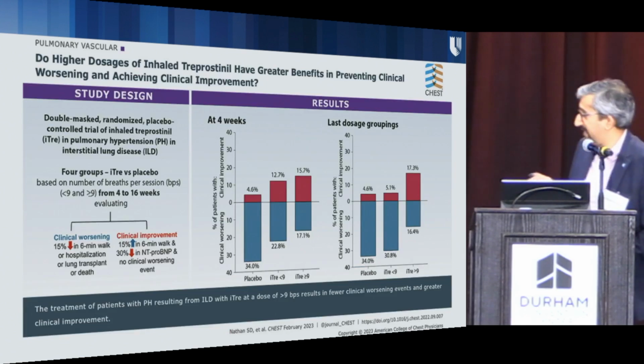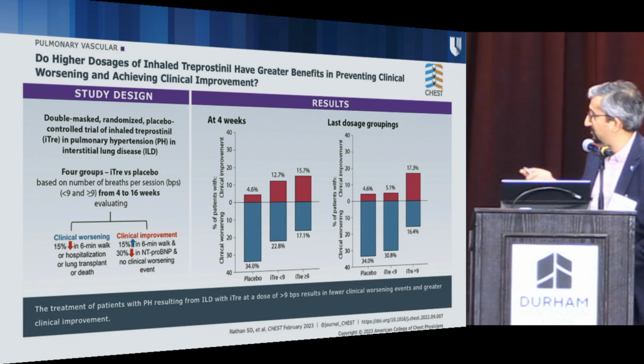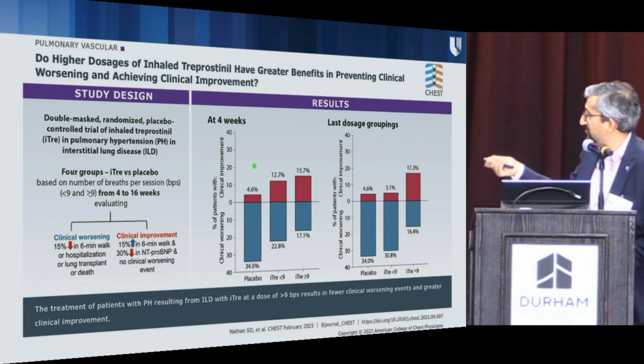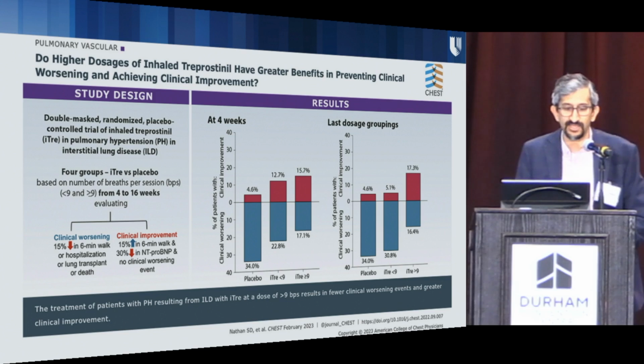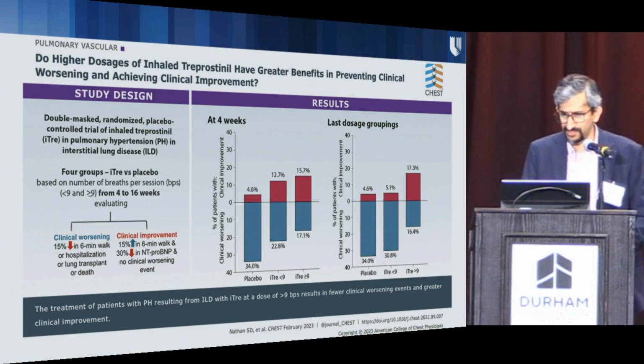And we do know that inhaled treprostinil shows a benefit here. If you look at the dose, it seems that there is a dose response when you get to a dose greater than or equal to 9 breaths. This is using the nebulizer. You can see an improvement in their exercise capacity. Now, this isn't true for all pH therapies. For example, riociguat showed harm in the ILD population.